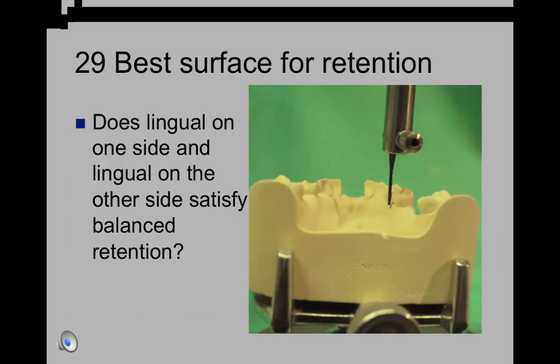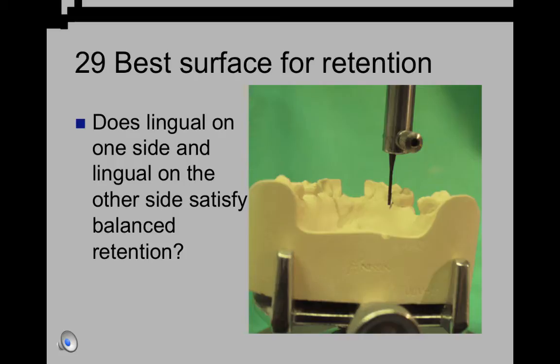Number 29 also has a good undercut on the mesiolingual. Sometimes when the teeth lean to the lingual, that is the surface we have to choose to get good retention. In this case, we are using lingual retention on our posterior molars, so we've already satisfied balanced retention because we have at least one direct retainer on the lingual on one side of the arch and one direct retainer on the lingual on the opposite side of the arch. The other two can be either surface.